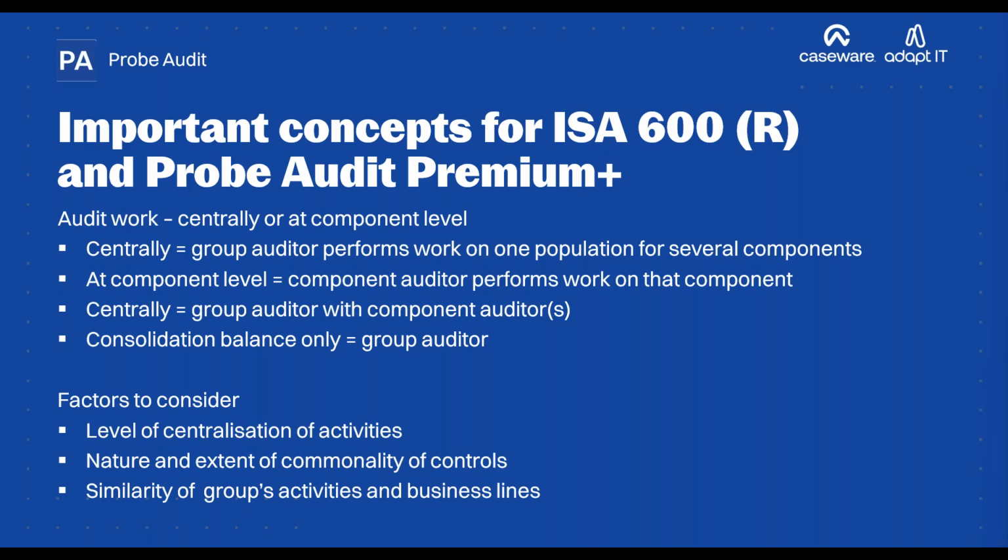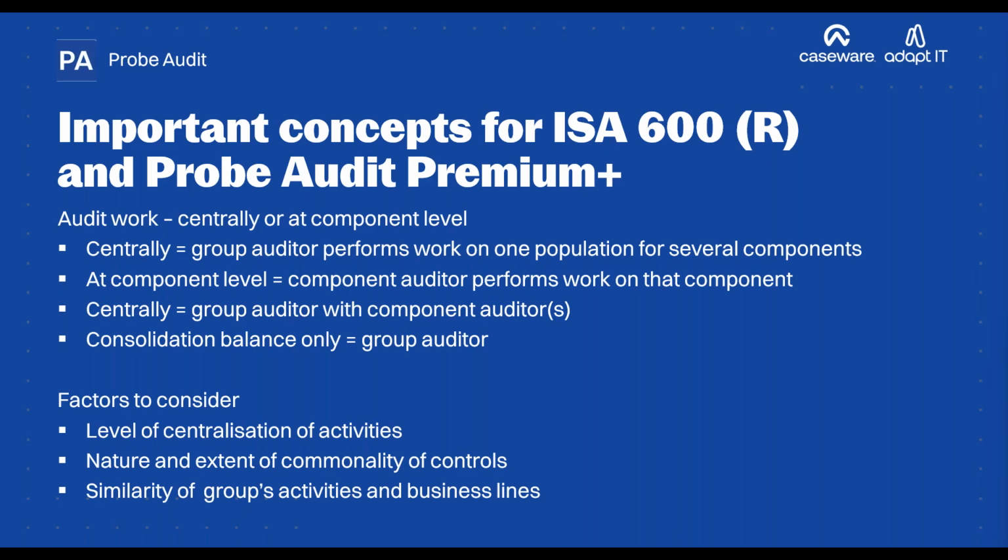So those are my 4 options of, first of all, where and how to perform risk assessment procedures. Will the group auditor perform the risk assessment procedures only? Will the component auditor perform them? Will both the component auditor and the group auditor, or is this a consolidation balance only, and therefore only the group auditor can perform it?